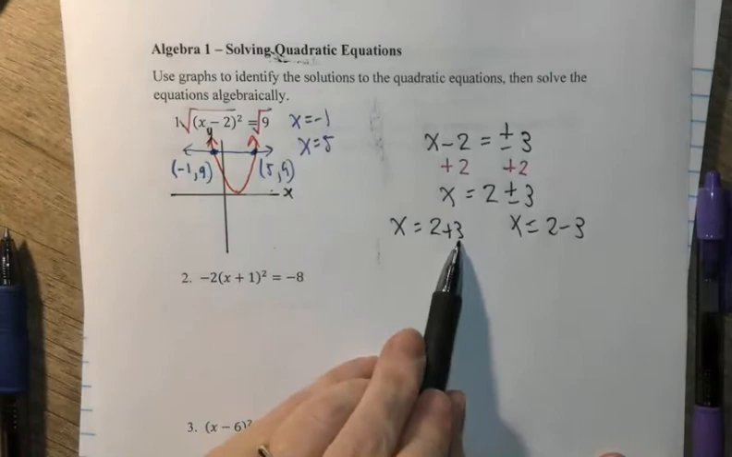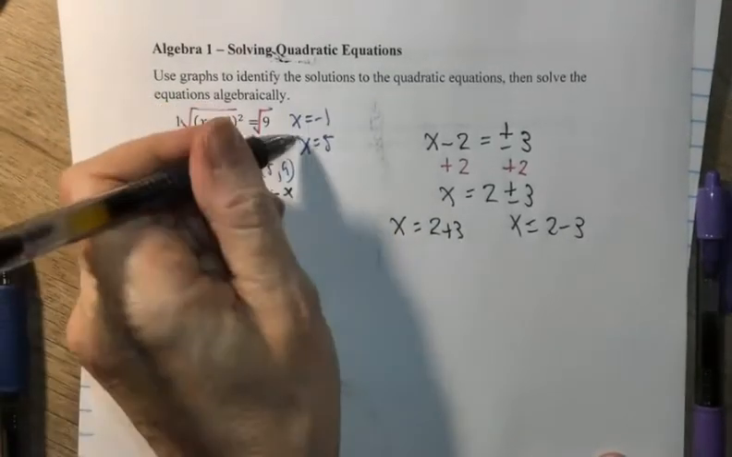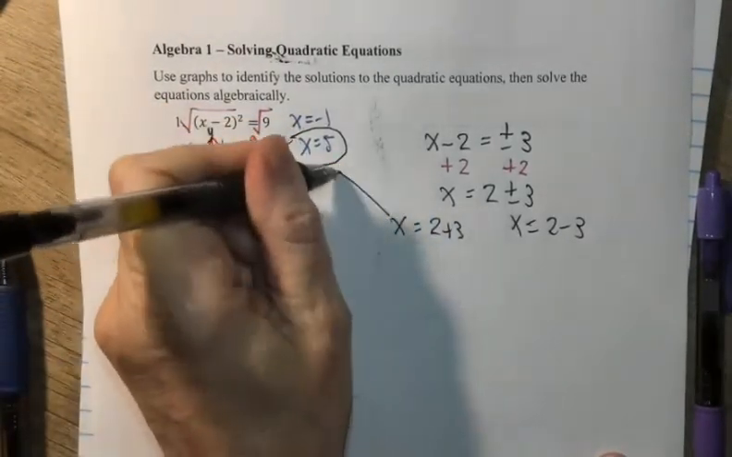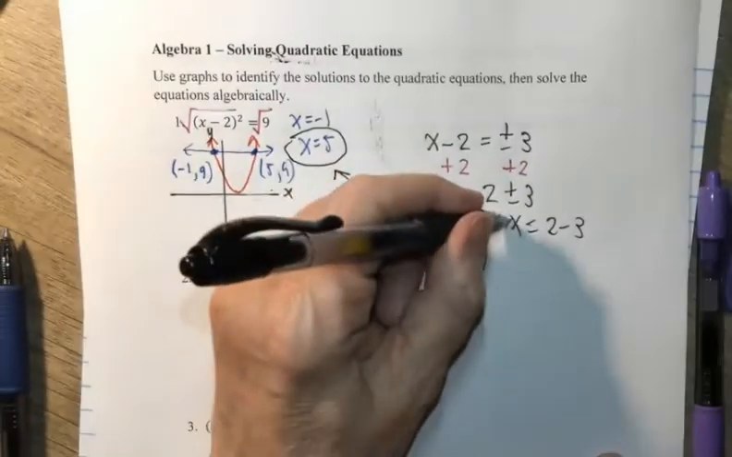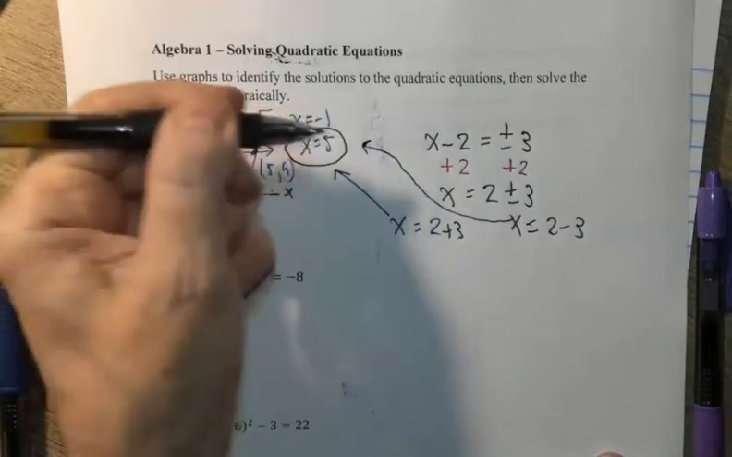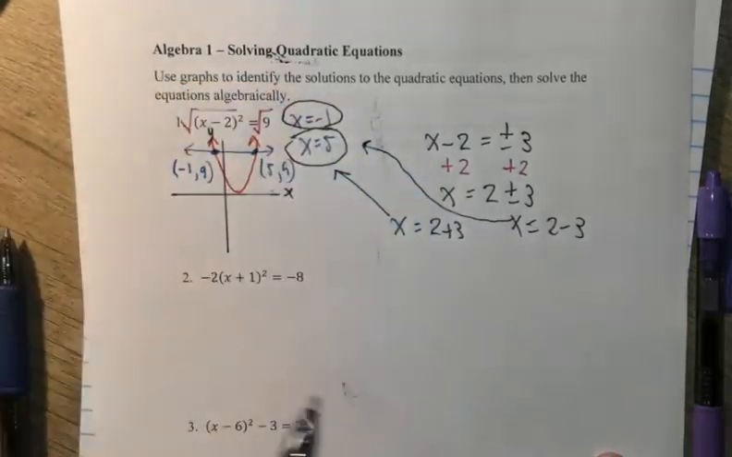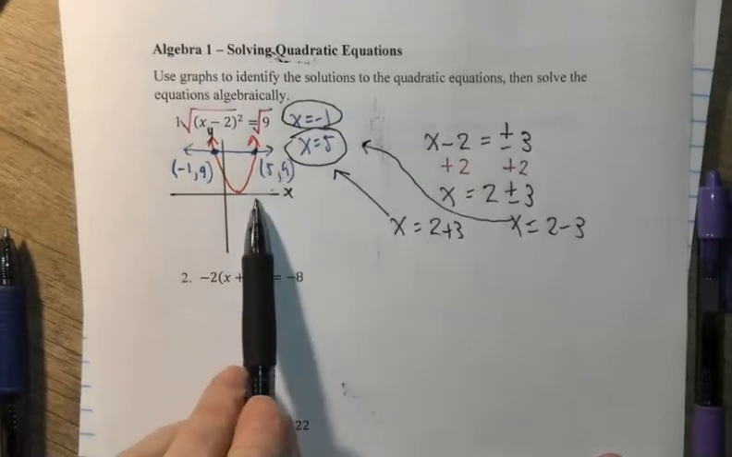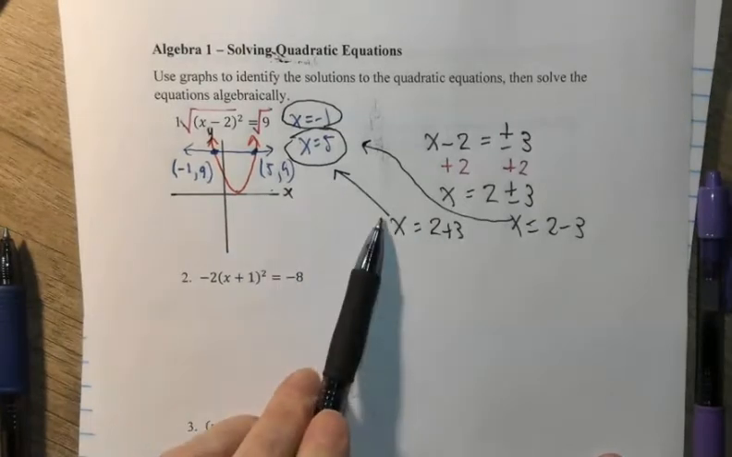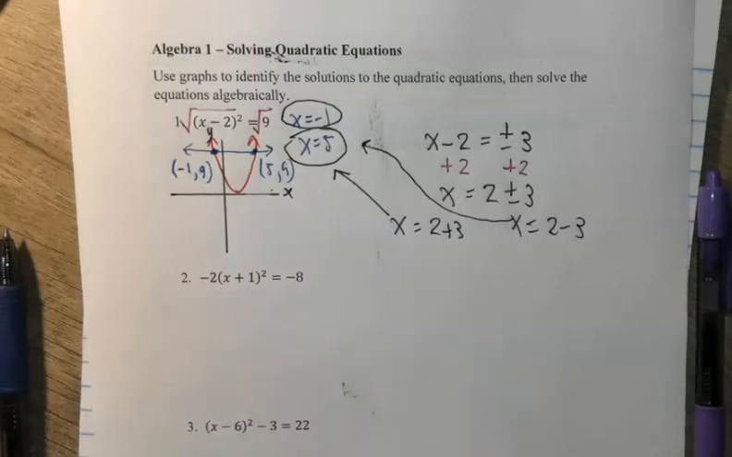Well, 2 plus 3 is equal to 5. So we already had that solution here, so that works. And 2 minus 3 is equal to negative 1. So we had that solution here. So notice we got the same two solutions, one by using our graph and the other by using our equation.